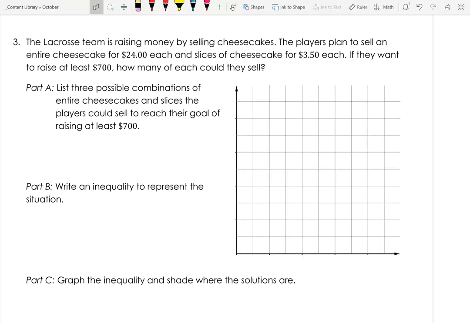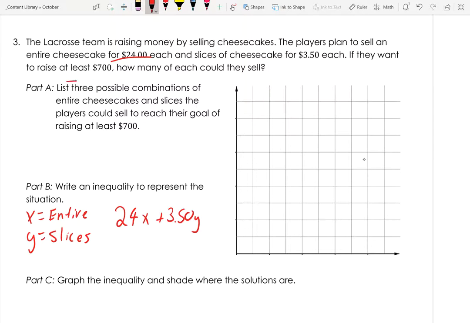So for part B, let's write an inequality that represents the situation. So we have $24 for entire cheesecakes. So we'll have x be equal to entire cheesecakes, and then y will be the slices. Since an entire cheesecake is $24 each, we'll have 24x. That's $24 for each entire cheesecake. And slices are $3.50 each, so it'd be 3.50y to represent $3.50 per slice.